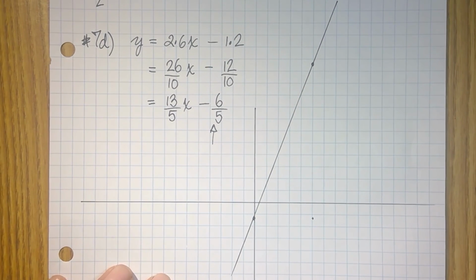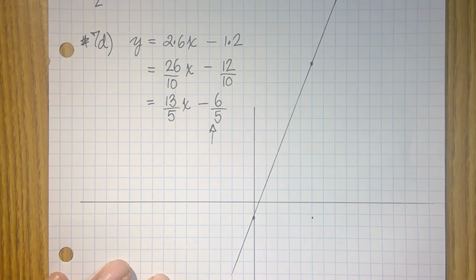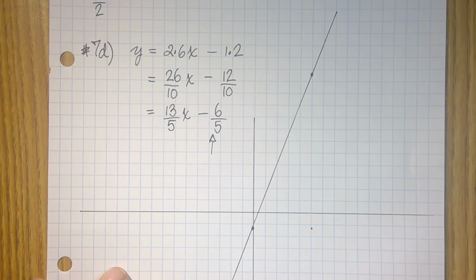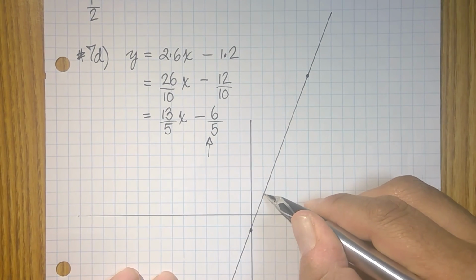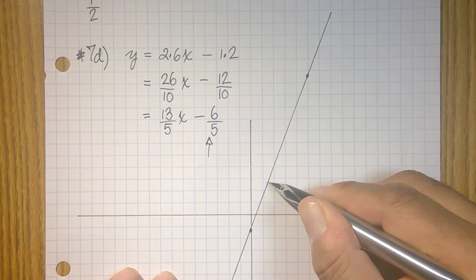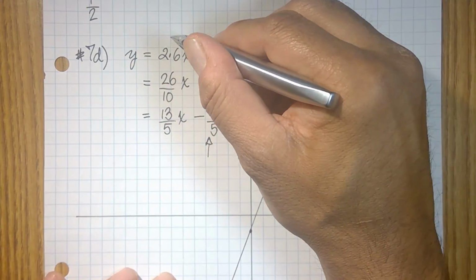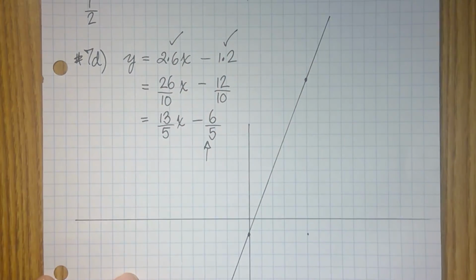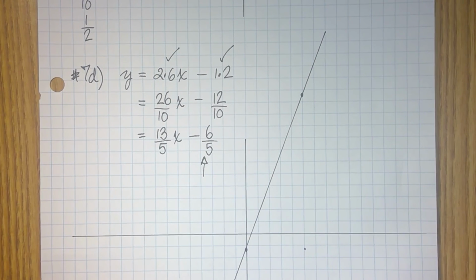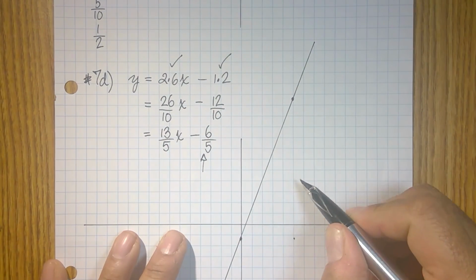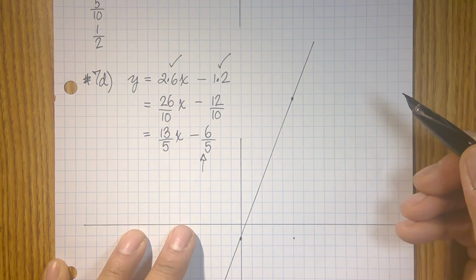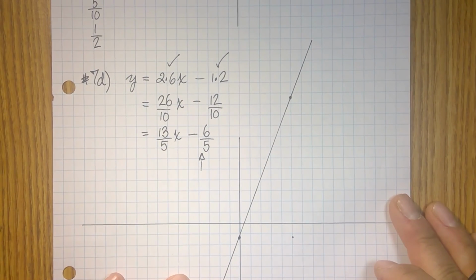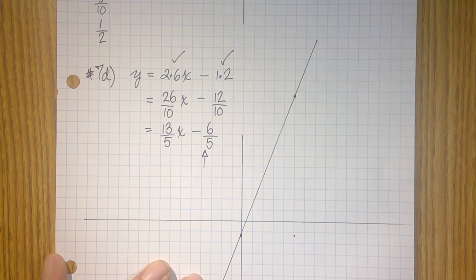Now, if you take 13 over 5 and put it into your calculator, you'll see that it's 2 point something. So this doesn't exactly go through the point we want. And that's part of the problem dealing with equations with these decimals. So a question like this, 7D, is actually the motivation for us to move on to different kinds of systems of equations. You'll see this come up as we go along.